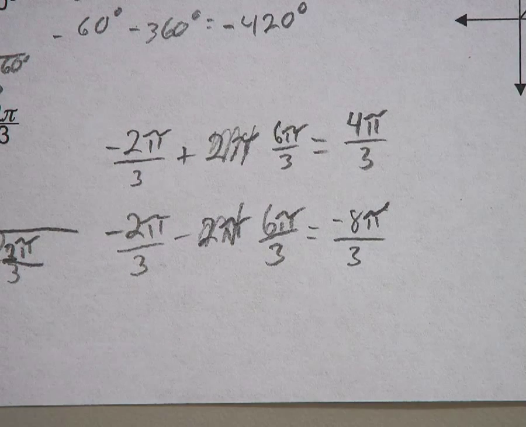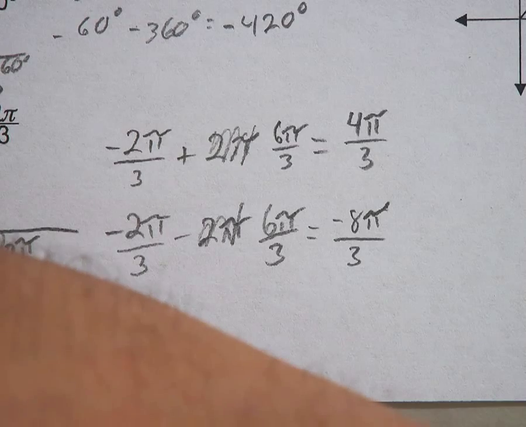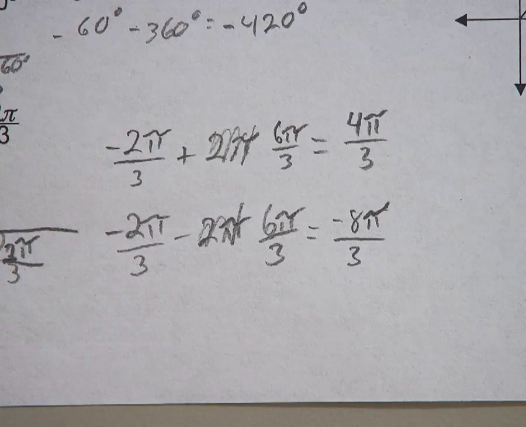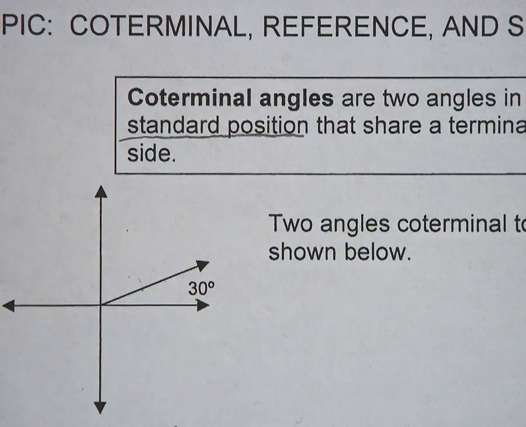So pretty simple concept. All you're doing is adding and subtracting 360 and 2 pi. That is called a coterminal angle because it ends on the same terminal side. Again, coterminal angles are what those are called.